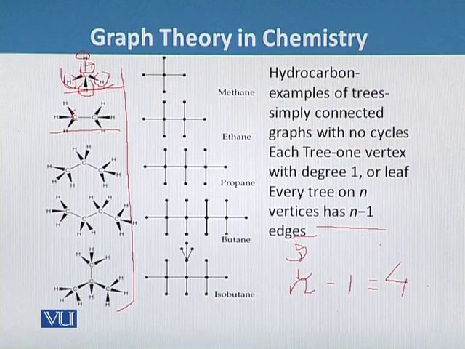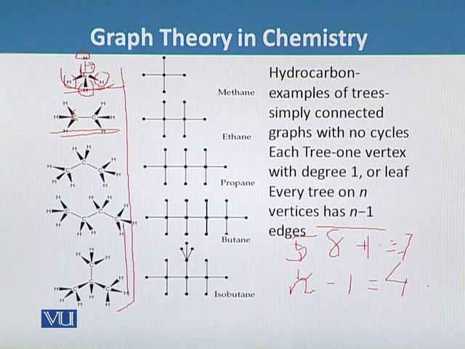Number 1 is this, 2, 3 and 4. Similarly, in this molecule, the number of vertices is 1, 2, 3, 4, 5, 6, 7, 8, because each atom represents one vertex, and the number of edges will be 8 minus 1, which comes out to be 7. So the same is the case with all of the other molecules.